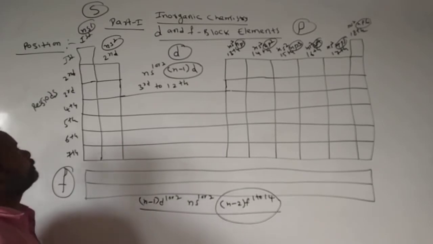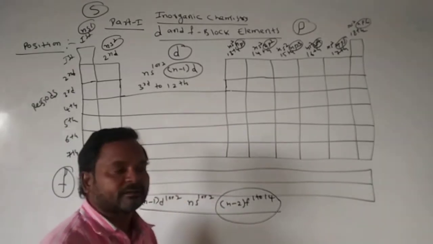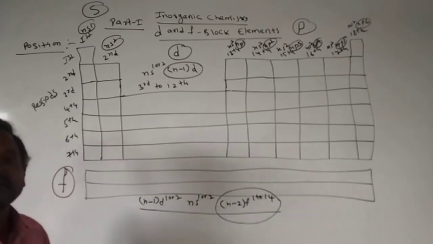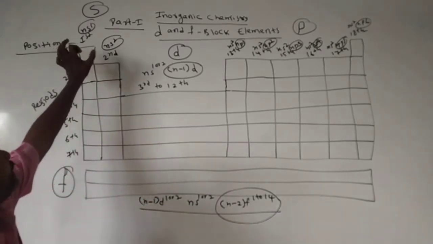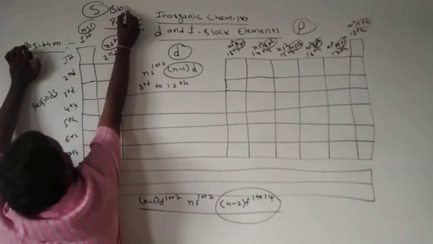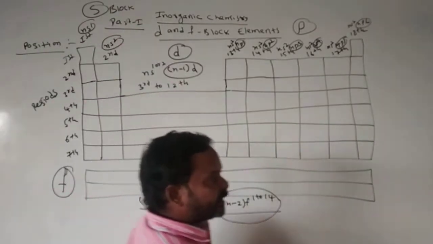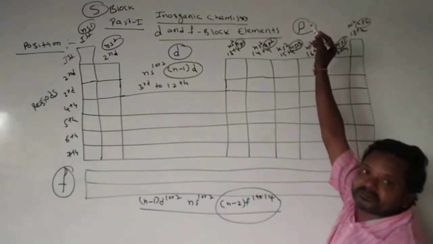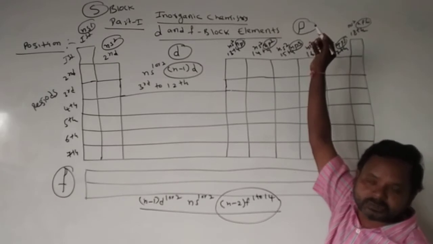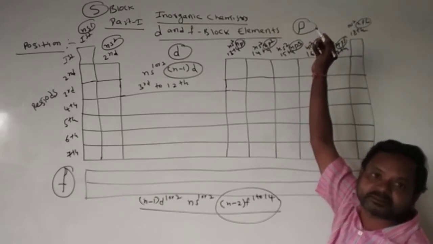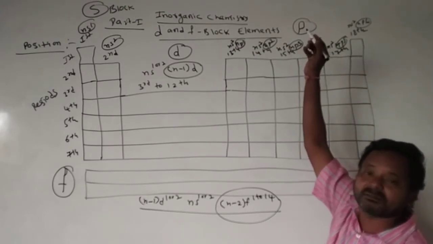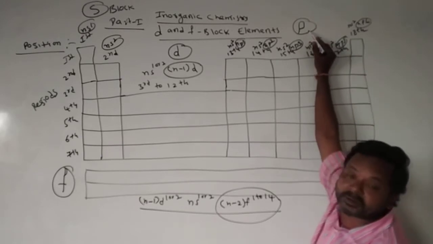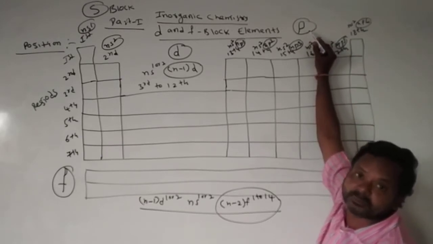See the definitions of s block elements, p block elements and f block elements. If the differentiating electron, the last electron, is present in the s orbital of the outermost orbit, such elements belong to the s block. If the differentiating electron is present in a p orbital, such elements belong to the p block.